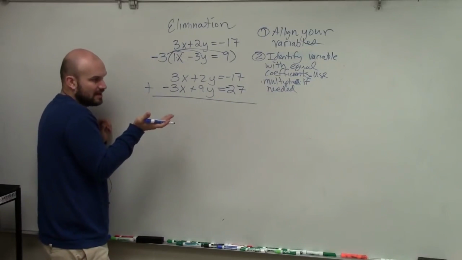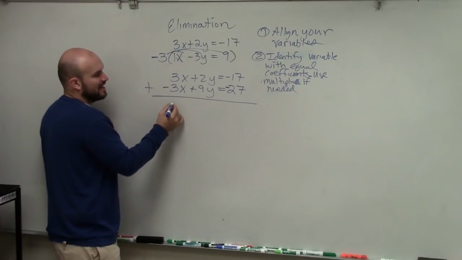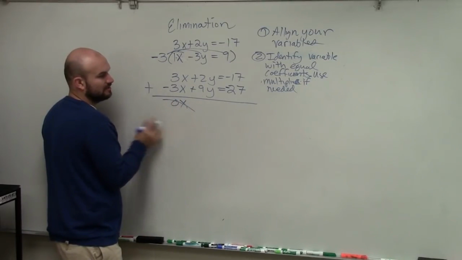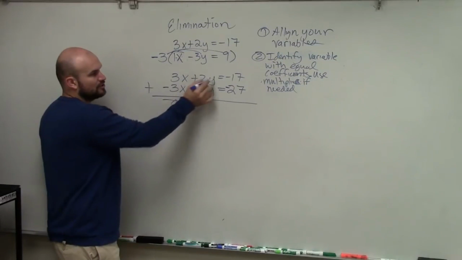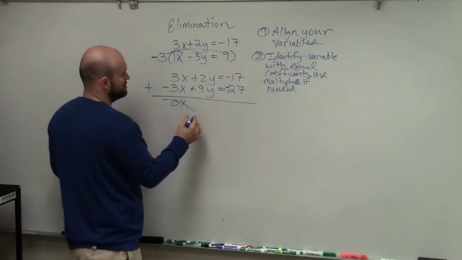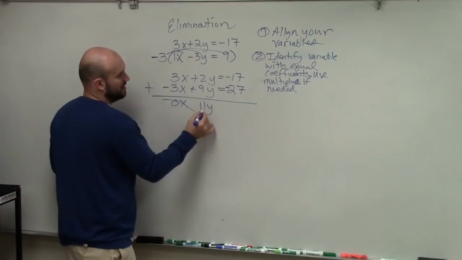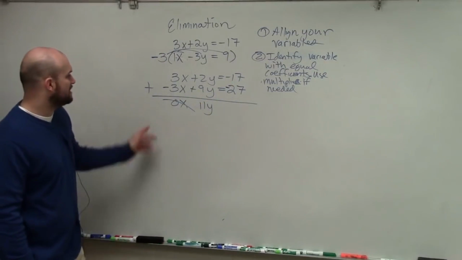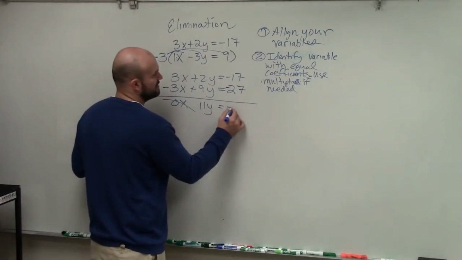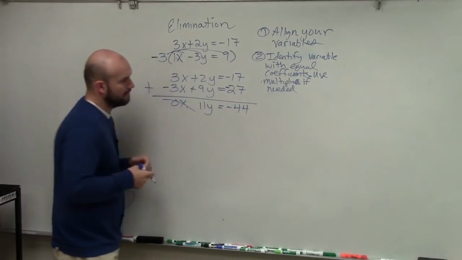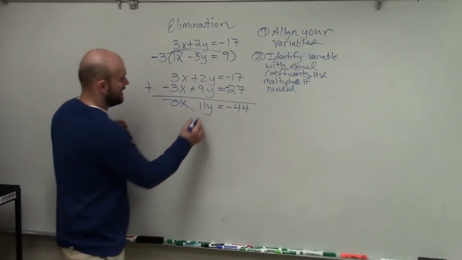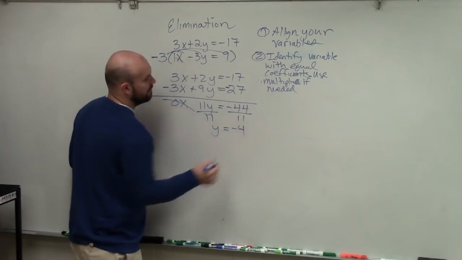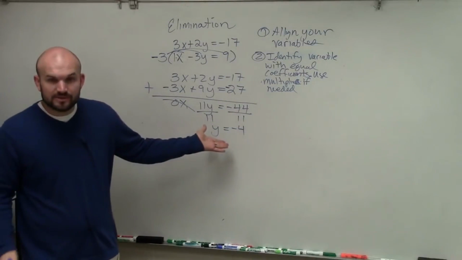If you want to subtract, that's fine. But 3x minus 3x is going to be 0x. 0 times x is just going to be 0, which we're not going to have to include. 2y plus 9y is going to be 11y. And negative 17 plus negative 27 equals negative 44. Now, divide by 11. y equals negative 4. So now I determined my y value.